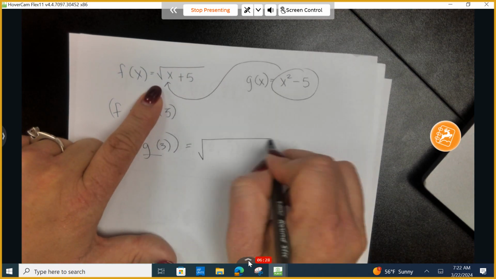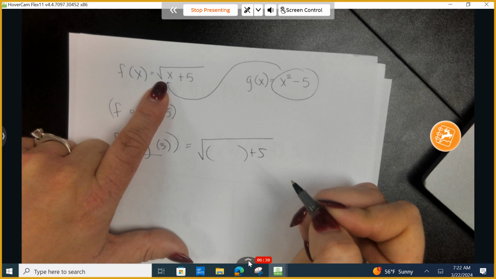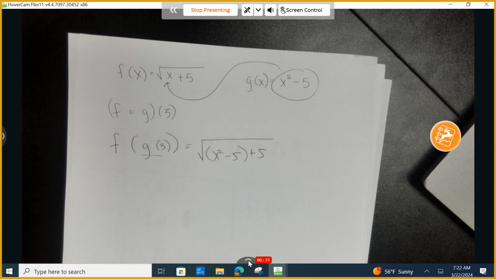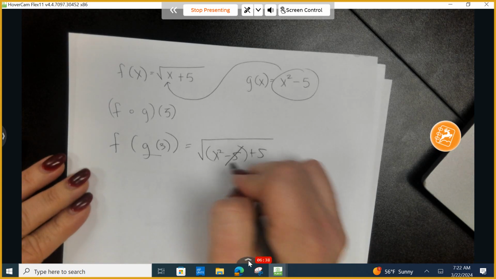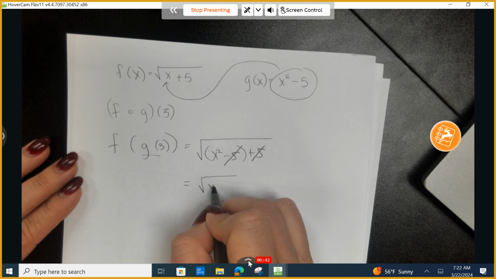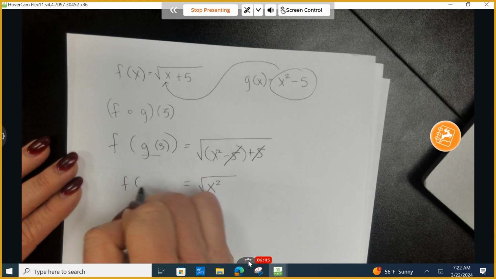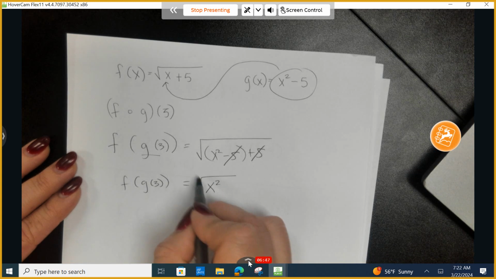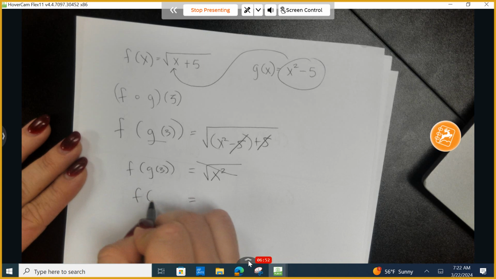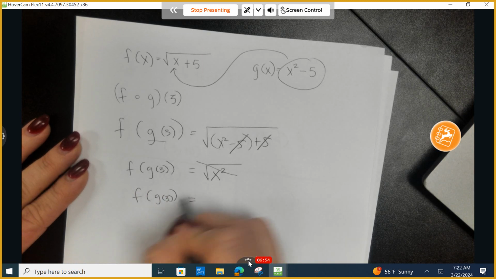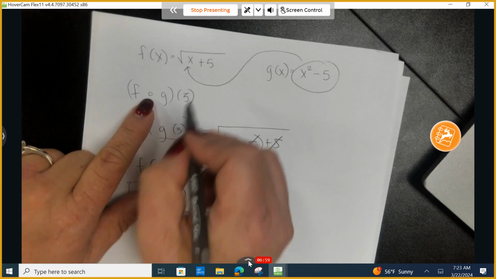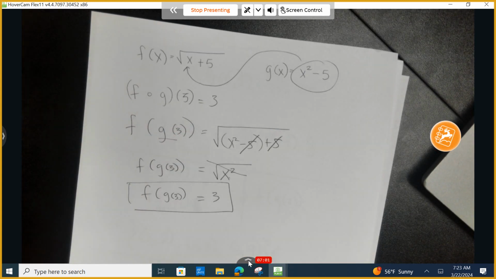So I'm writing down F, but in the place of the variable X, I need to place X squared minus 5. Now, when I simplify things, the -5 and the +5 are additive inverses. They're going to disappear, and I'm left with the square root of X squared. Now, what happens to the square root and the square? Yeah, they cancel out, and I'm just left with X. And now I'm able to substitute in the 3 for the X. So when I substitute in, I get an answer of 3.